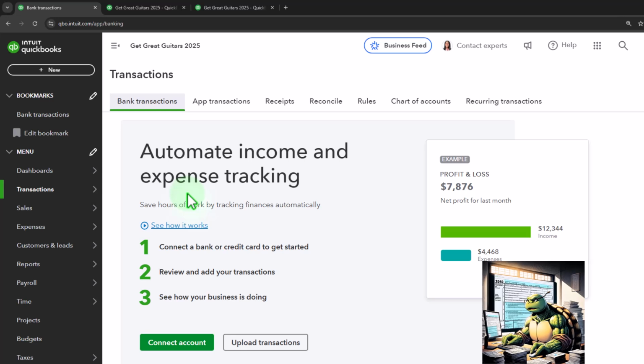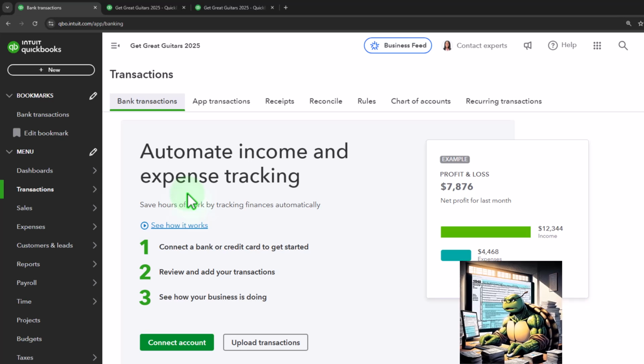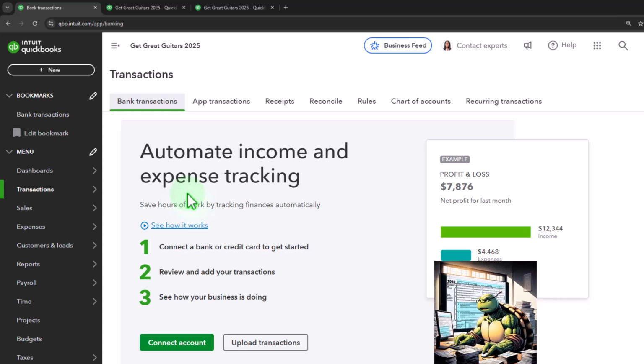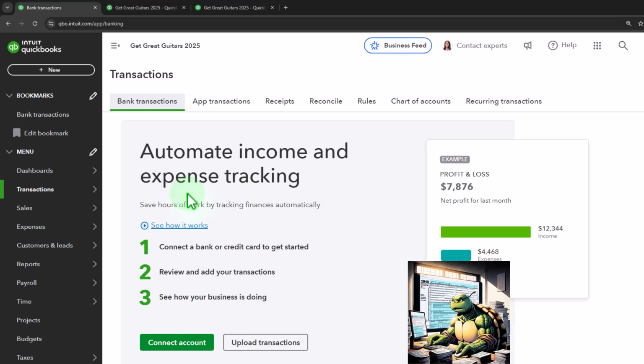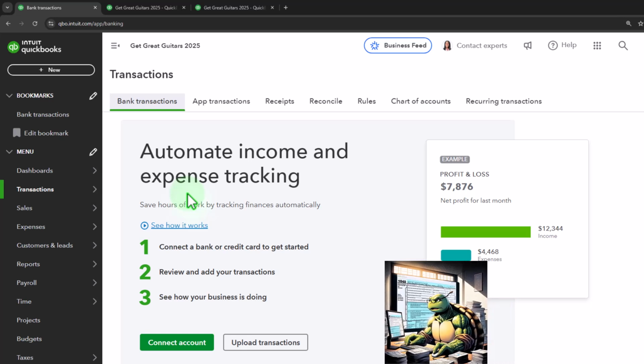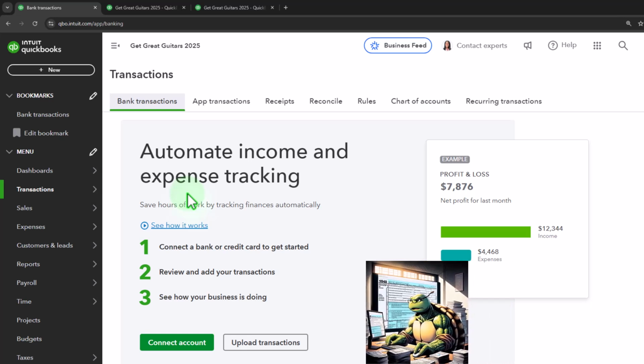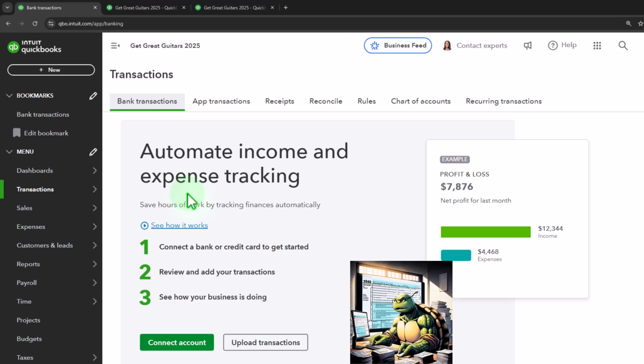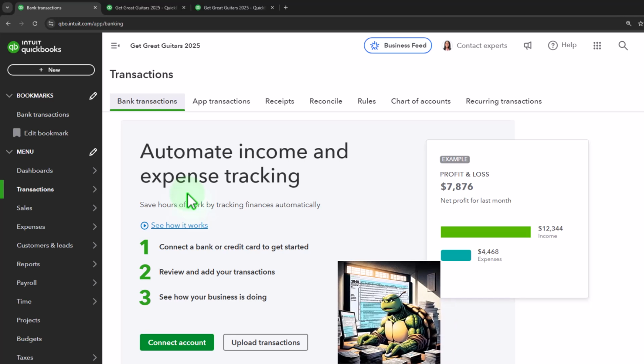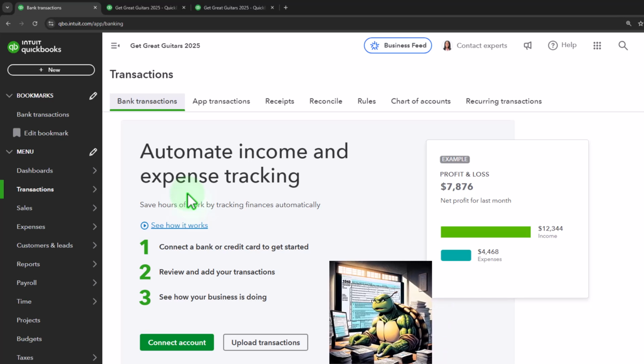I need to be able to recognize it. I have a system to recognize it as being distinct from income, because if I recorded it as income, I would be reporting income that I didn't earn, and that would be bad for taxes, right? That would increase my income, and I'd end up paying taxes on it. So that would not be good.